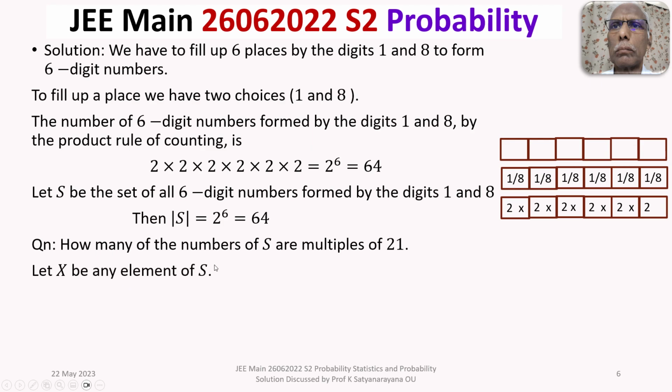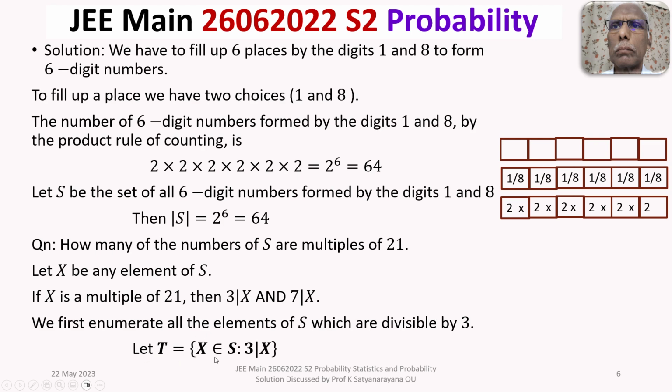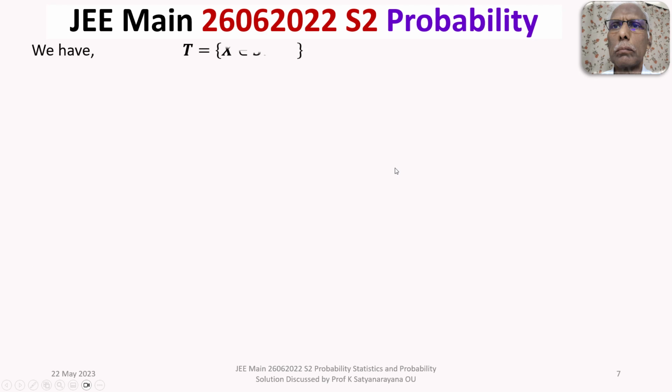So, let X be any element of S. That X is a multiple of 21 if and only if it is a multiple of 3 and a multiple of 7. So, if X is a multiple of 21, then 3 divides X and 7 divides X. We first enumerate all the elements of S which are divisible by 3. Then later on we will come to the point 7 divides X. Let T be the set of all X belonging to S such that 3 divides X.